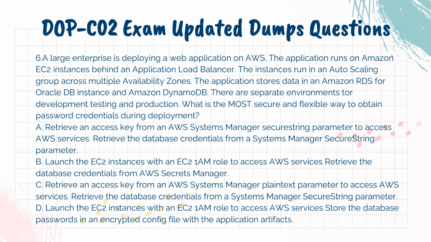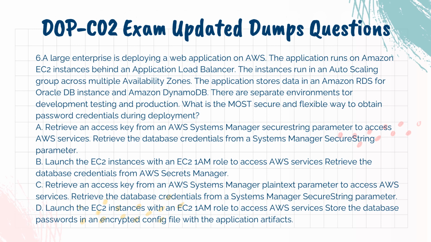What is the most secure and flexible way to obtain password credentials during deployment? A. Retrieve an access key from an AWS Systems Manager secure string parameter to access AWS services. Retrieve the database credentials from a Systems Manager secure string parameter. B. Launch the EC2 instances with an EC2 IAM role to access AWS services. Retrieve the database credentials from AWS Secrets Manager.